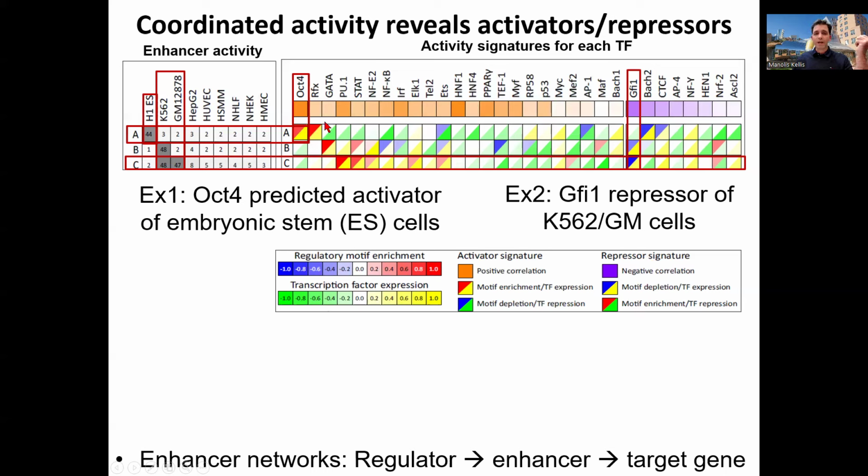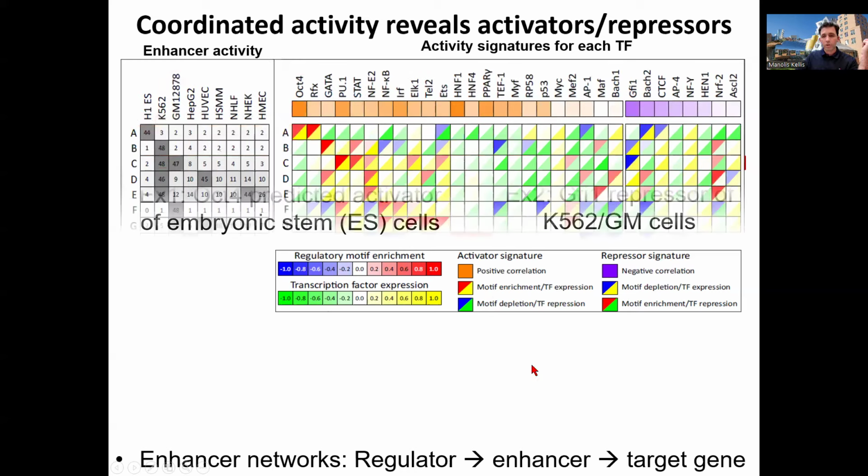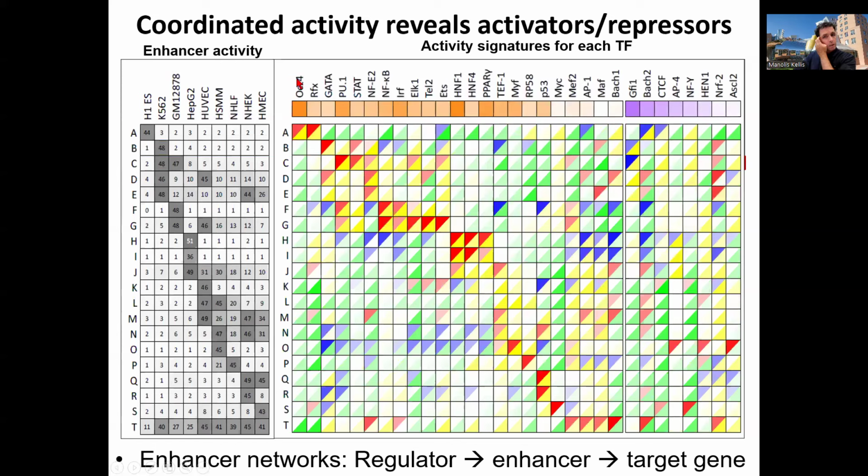Okay? So I can define both activators and repressors. And the activators, I can basically start saying, okay, OCT4 and RFX appear to be activators in embryonic stem cells. This is kind of cool, matches what we know. GATA, PU.1, also known as SPI1, and STAT are enriched as activators in immune cells. This also makes sense. GFI1, by contrast, appears to be a repressor of immune cells. Everybody with me here?